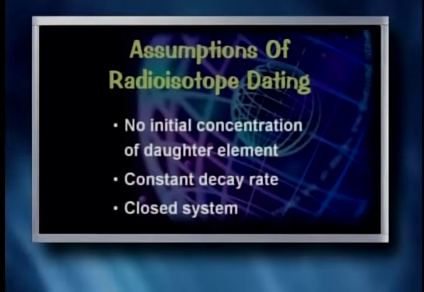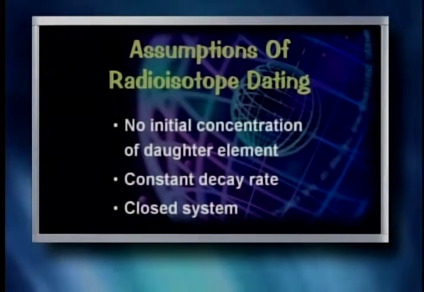So there can't be helium or lead there at the beginning? That's right. Or if there is, you have to know how much there was, but we have no way of knowing that. Right. So you assume that there's none there. The second assumption is that there's a constant decay rate of the uranium into lead and helium. Now, we can measure the rate at which uranium decays today, but we just assume it's always been that way.